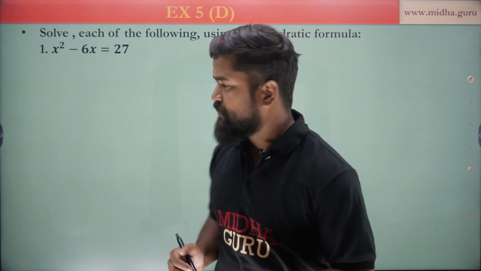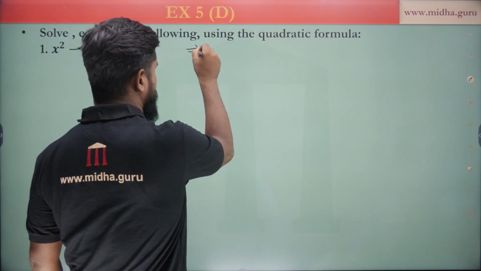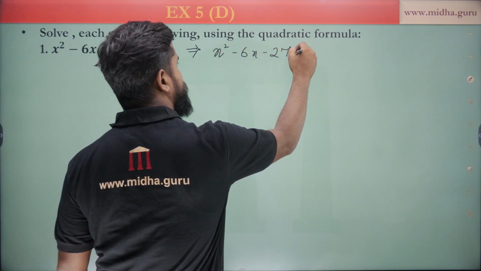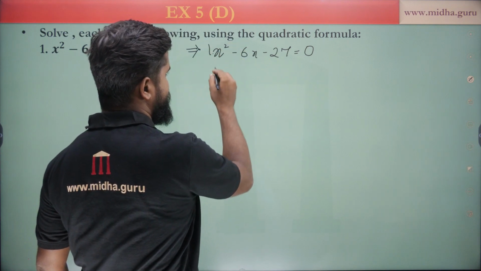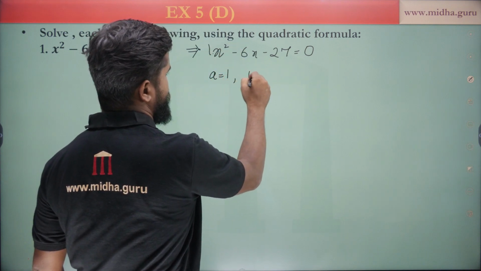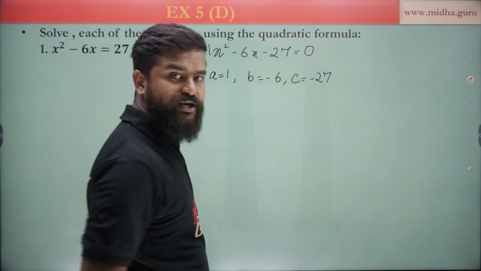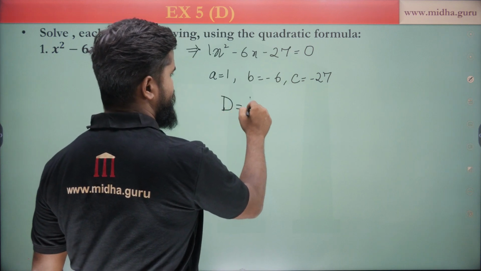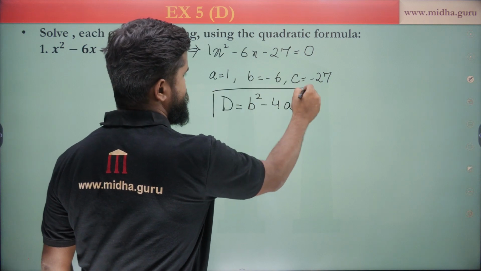Coming back to our problem. It is given x square minus 6x is equal to 27. In the standard form, we'll write that down as x square minus 6x minus 27 is equal to 0. If nothing is written, it means a is 1, b is minus 6 and c is minus 27. So now we'll calculate the discriminant. The formula for the discriminant is b square minus 4ac.